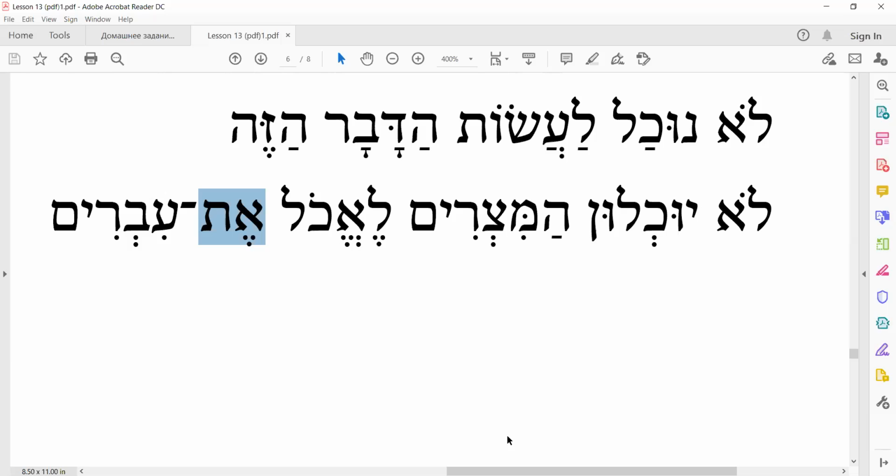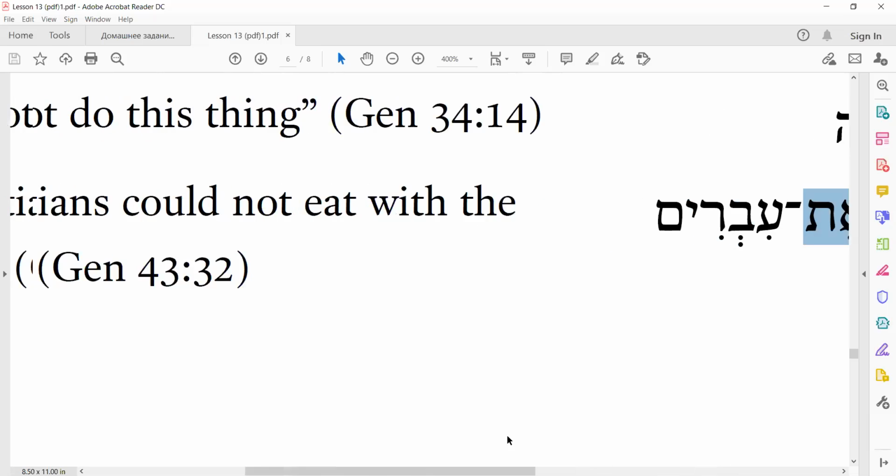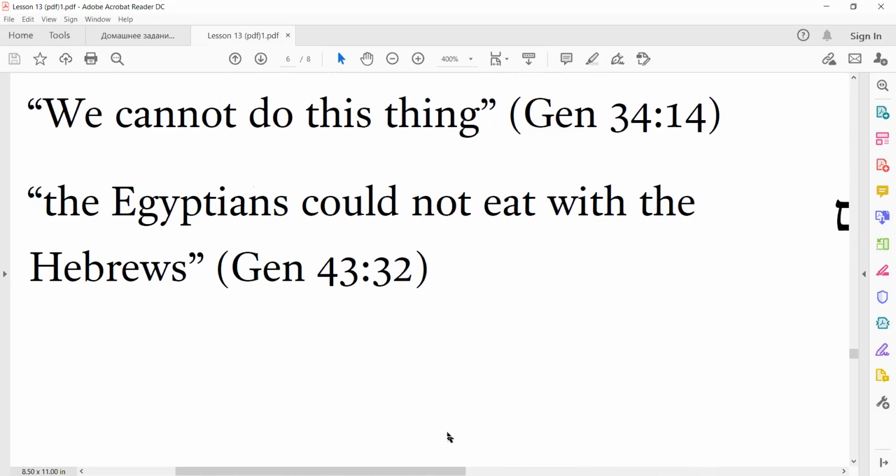So ivrim means Hebrew. With Hebrew. With the Hebrews. So the Egyptians cannot eat with the Hebrews. The Egyptians could not eat with the Hebrews.